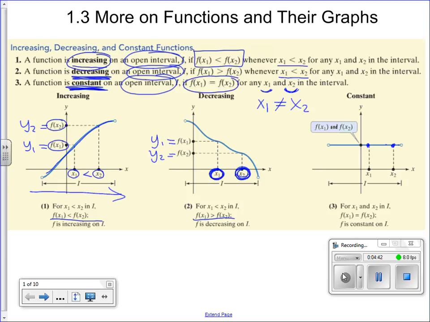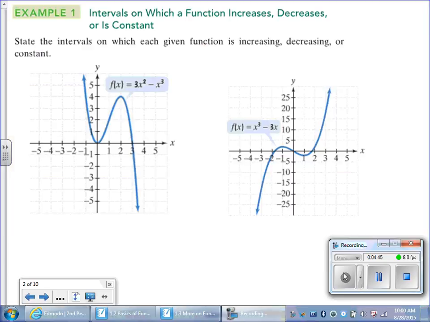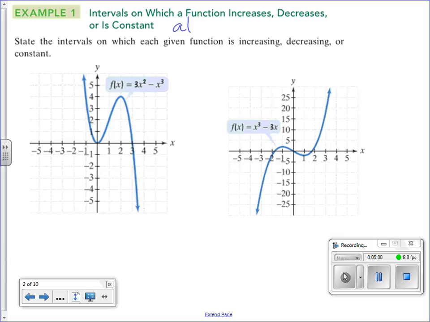All right? Okay. So we're going to state the intervals on which each function is increasing, decreasing, or constant. And remember, open intervals, so we always use parentheses. Let's just write it down.